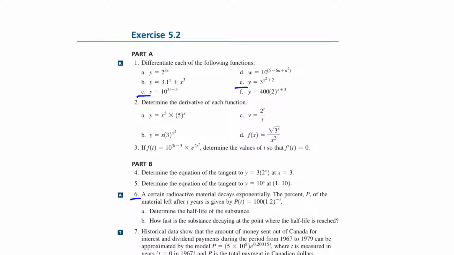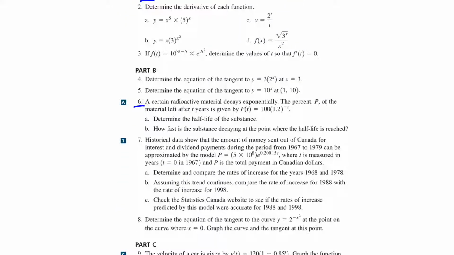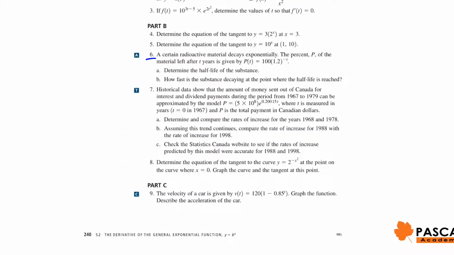Next session, we are solving questions from exercise 5.2, question 1, parts C and E. Question 6 are the two questions that we work on.